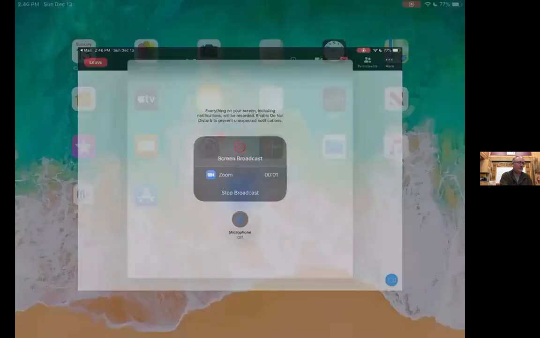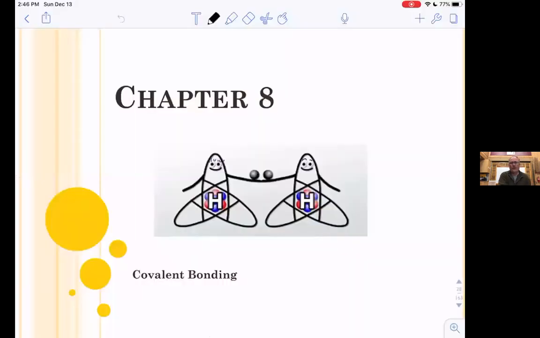Okay, so let's get this set up. So yeah, here's chapter 8. Cute little drawing there. Two hydrogen atoms sharing a pair of electrons between them. If this were to be drawn as a hydrogen molecule, it would just be hydrogen bonded to a hydrogen. And we'll get to that and figure out how we're going to draw those things today.